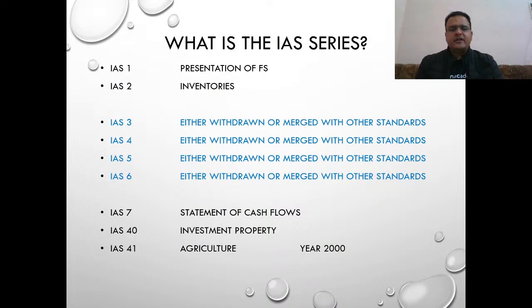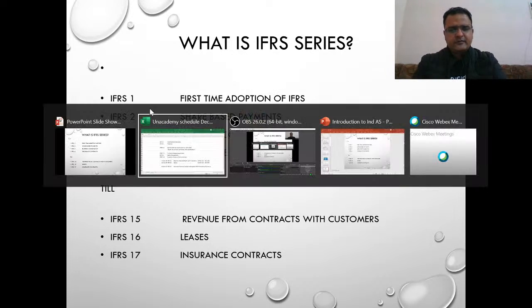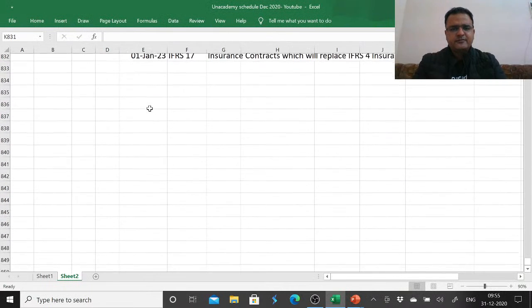So IAS 7 is statement of cash flows. The series reaches till IAS 40 investment property, IAS 41 agriculture. Agriculture was the last standard issued by the previous body. Later, IASB was formed. They coined a new word, IFRS, International Financial Reporting Standards, and they started issuing standards in the name of IFRS. So the first standard issued by them was IFRS 1, first time adoption of IFRS. Why is this standard needed?